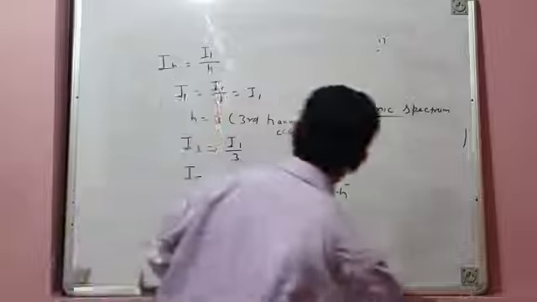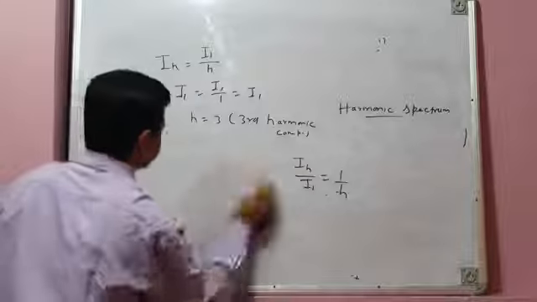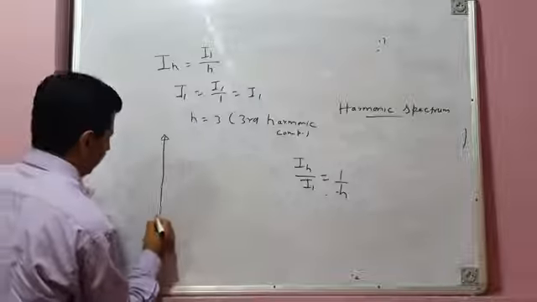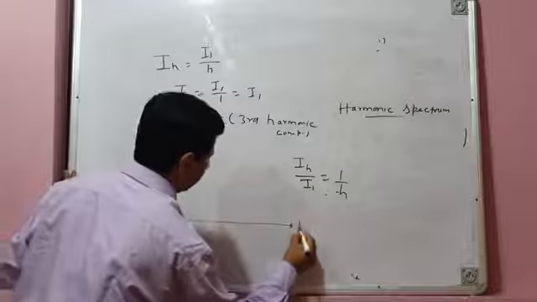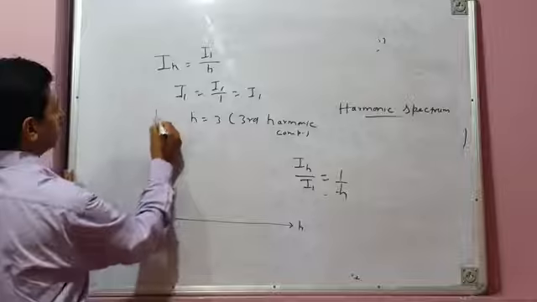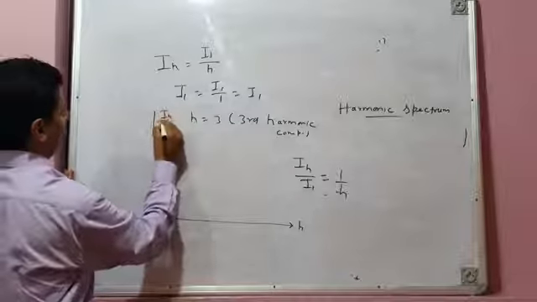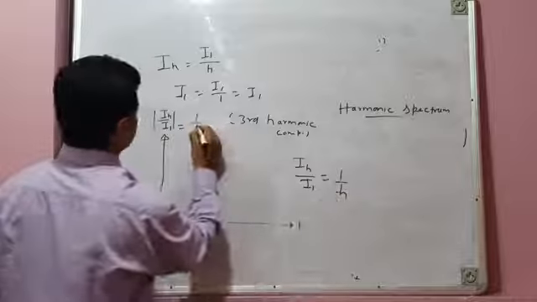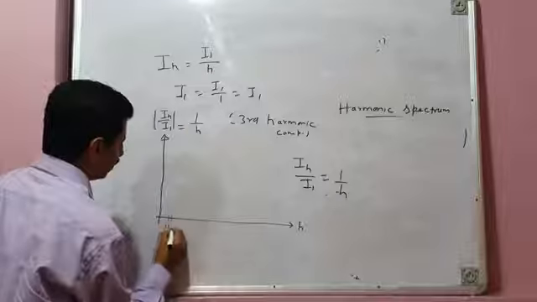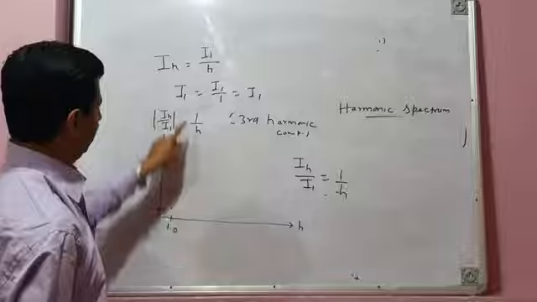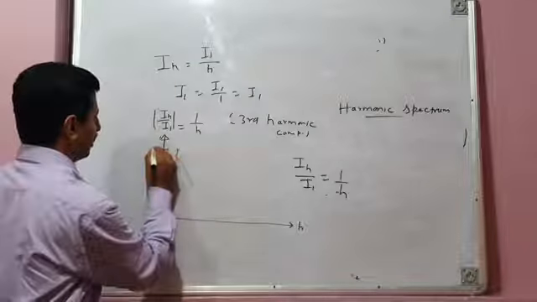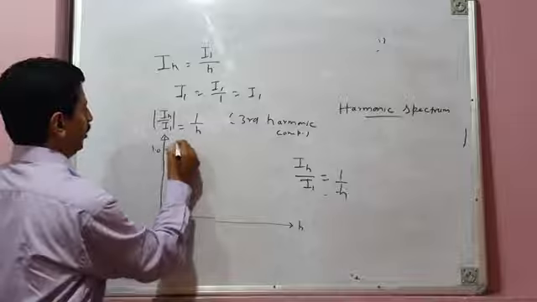So with this I can now draw the harmonic spectrum of the source current. The source current harmonic spectrum will be like this. This is the harmonic order axis, and this axis is IH by I1. And what is IH by I1? You have seen that it is 1 by H. If you take the fundamental component of source current, H equal to 1. What is 1 by 1? 1 by 1 is 1. So the fundamental component is there at 100%. It has an amplitude of 1.